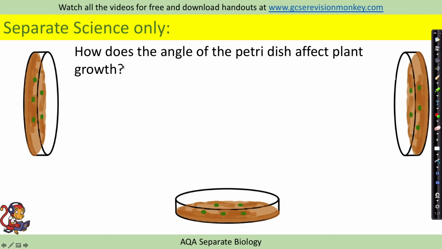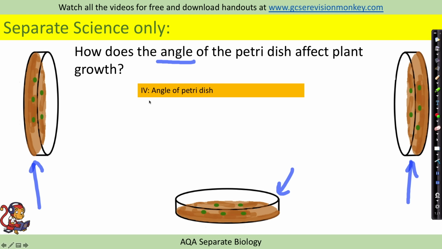Again, linking into tropisms, in this case geotropism, we might want to look at how the angle of the Petri dish affects plant growth. And in this case we might want to set up the Petri dishes at different angles and then record plant growth. In this case our independent variable would be the angle of our Petri dish, so we might want to do 180 degrees, 90 degrees, 270 degrees, etc.